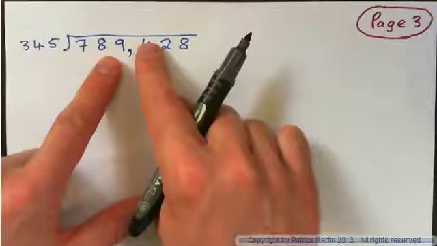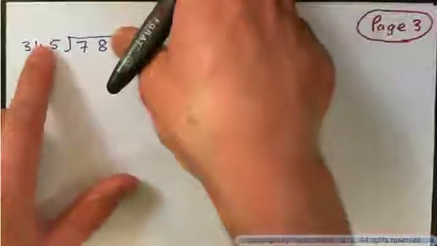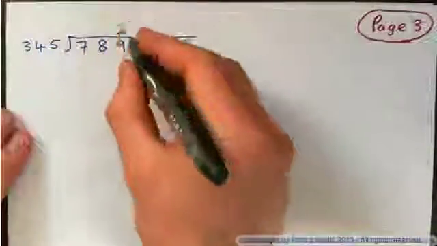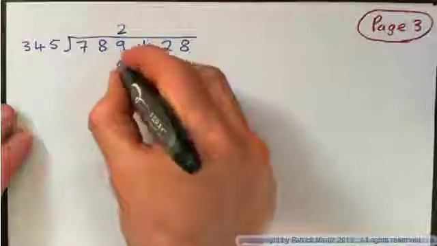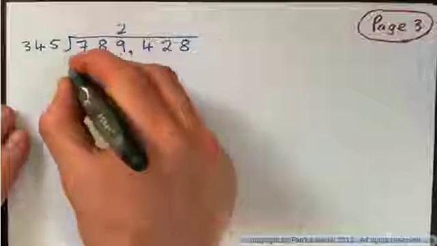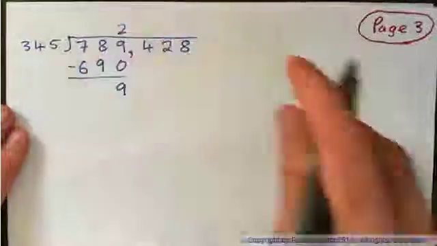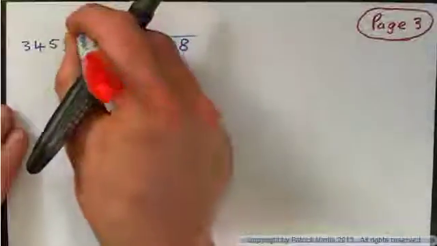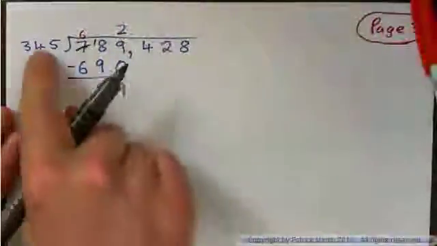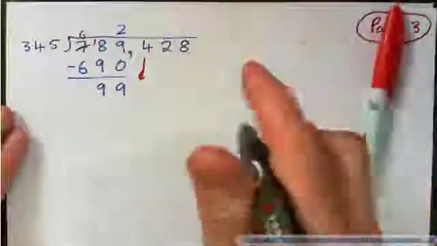I'm going to guess it goes, well, 78 it won't go, but 789, I think it might go twice. Let's try. 2 times 5 is 10, carry 1. 2 times 4 is 8, and 1 is 9. 2 times 3 is 6, and then subtract. 9 minus 0 is 9. And this becomes 6, this becomes 18. 18 minus 9 is 9. 345, and then we've got to bring the 4 down, don't we?